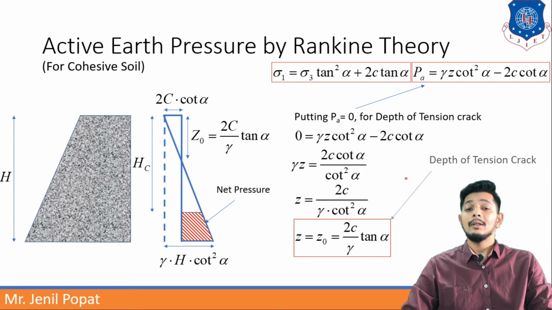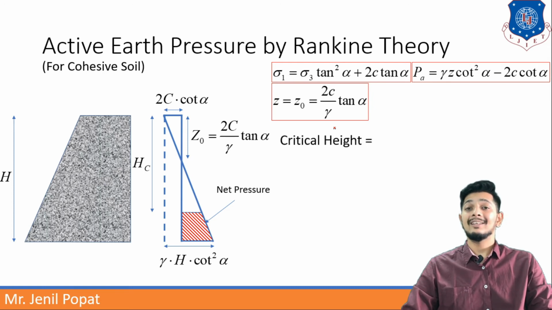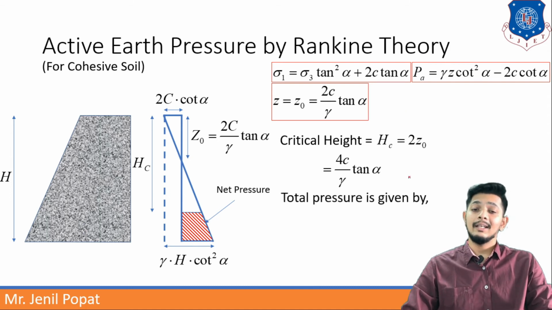This is showing depth of tension crack. If you are asked to find out depth of tension crack, you can apply this formula directly. And if I want to find out critical height, HC, up to where I can go without any disturbance, HC will be 2 times Z0, 2 times the depth of tension crack. So HC will be 2 into Z0, which is 4C upon gamma tan alpha. This height is known as critical height of the retaining wall. After that, there will be cracks.